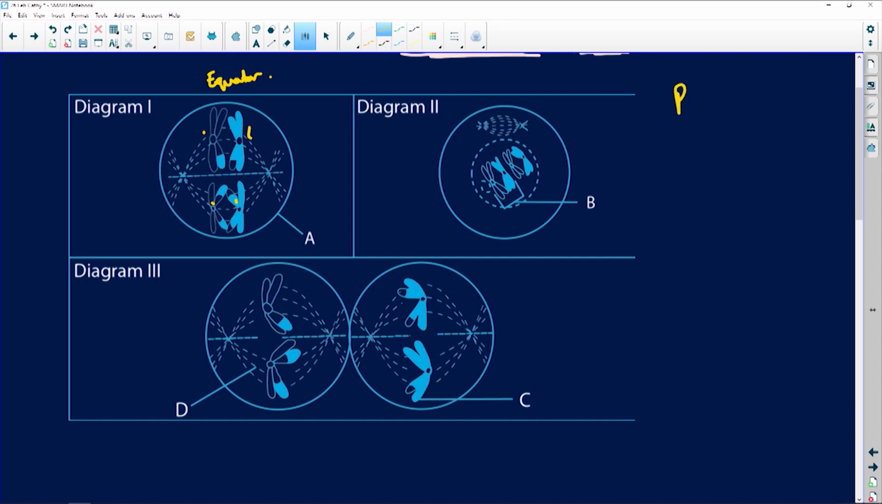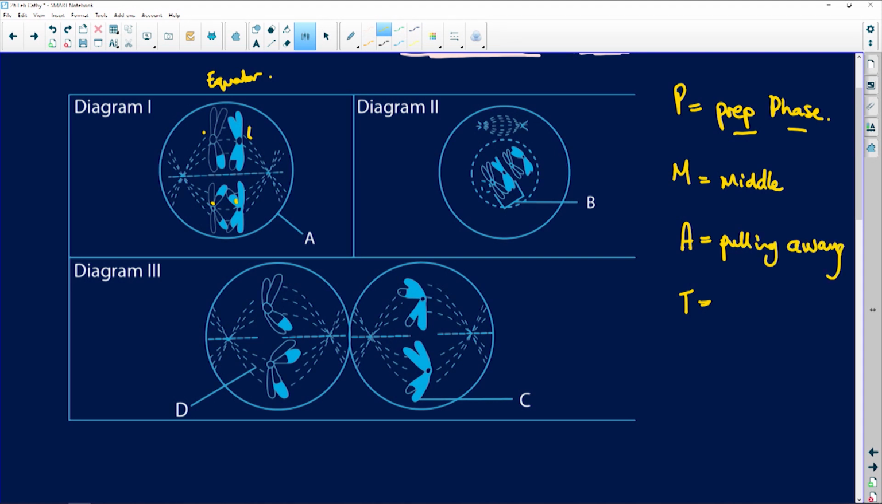Okay. And this is how you remember it. Prophase is your prep phase. That's where all the preparation, the crossing over, etc. happens. Then prophase, metaphase, anaphase, and telophase. So how do you tell the difference? Metaphase, everything is in the middle. Anaphase, they are pulling away. So prophase, prep phase. Metaphase, middle phase. Anaphase, pulling away. So A for anaphase, A for away.